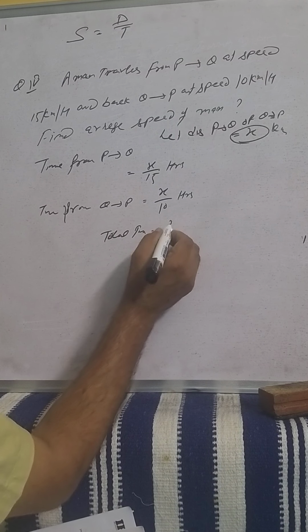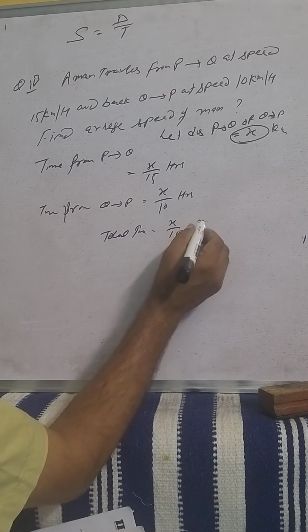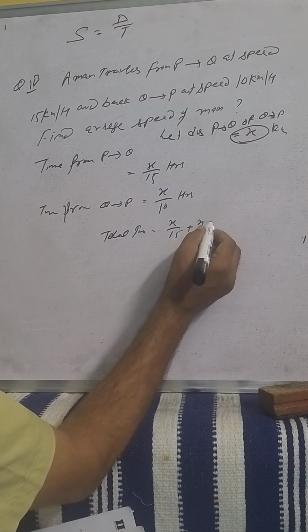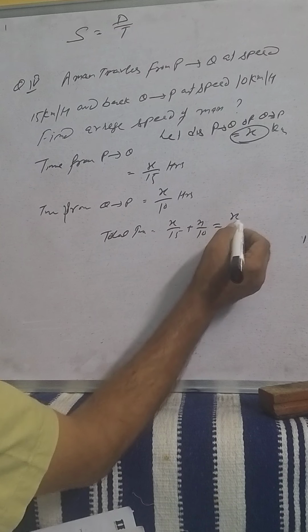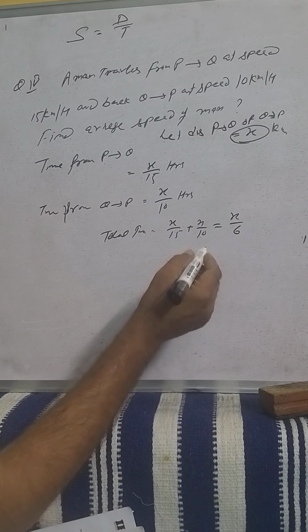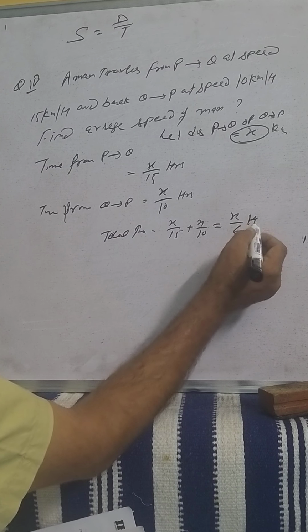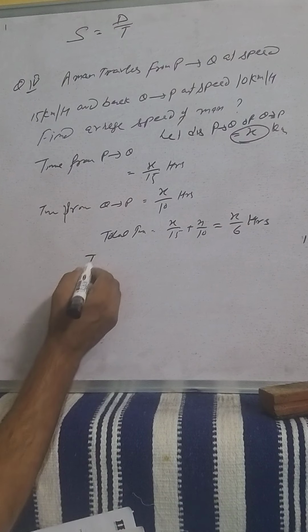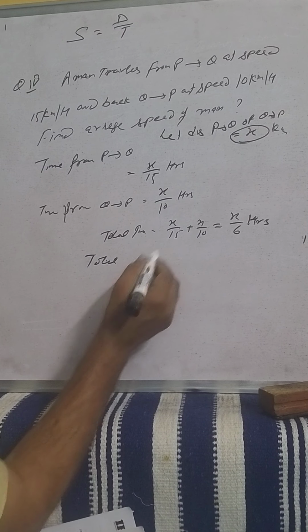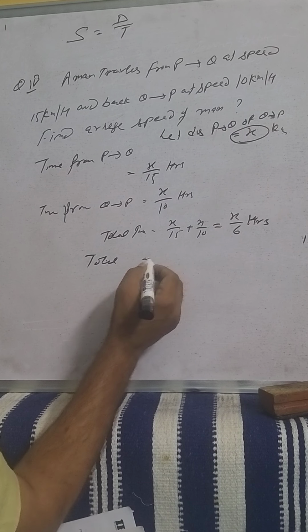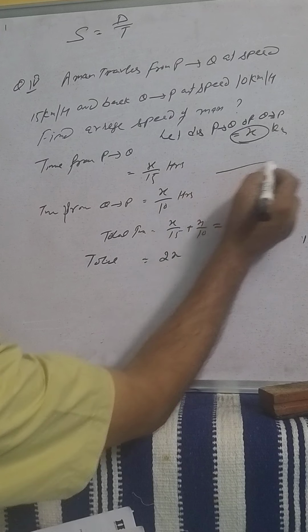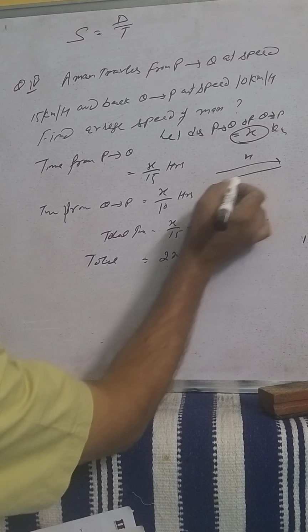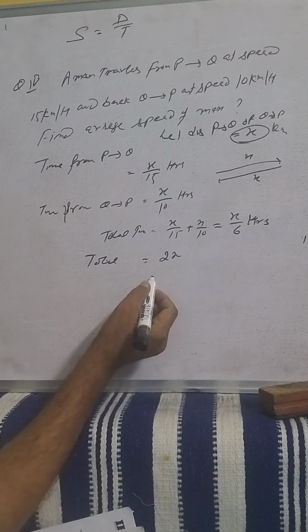It will be equal to x by 15 plus x by 10. This is the total time, and it will be equal to x by 6 hours. Total distance, what is the total distance? x and x, it is equal to 2x.